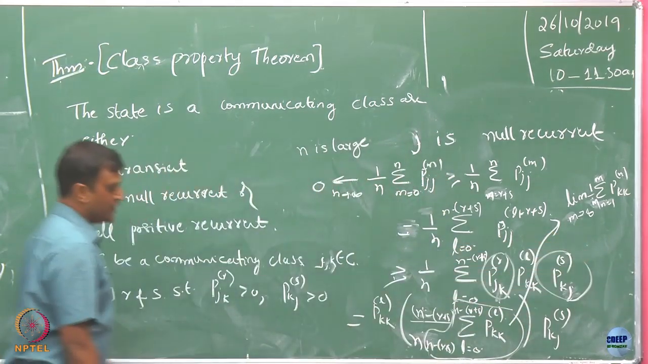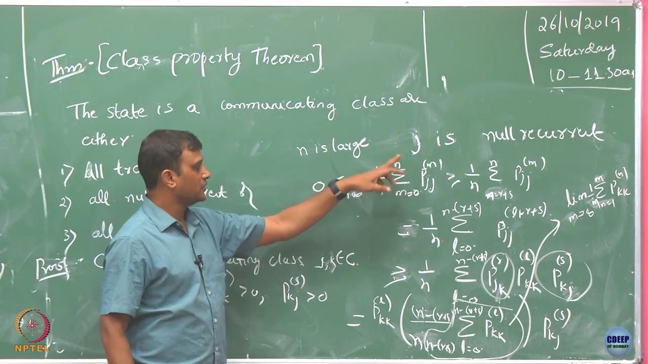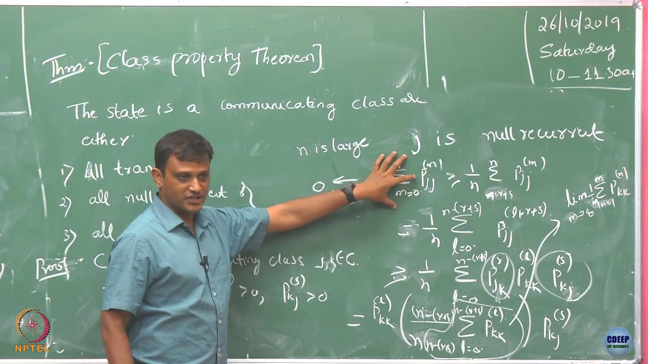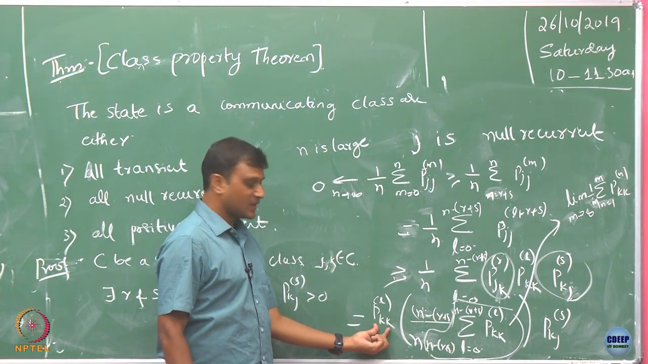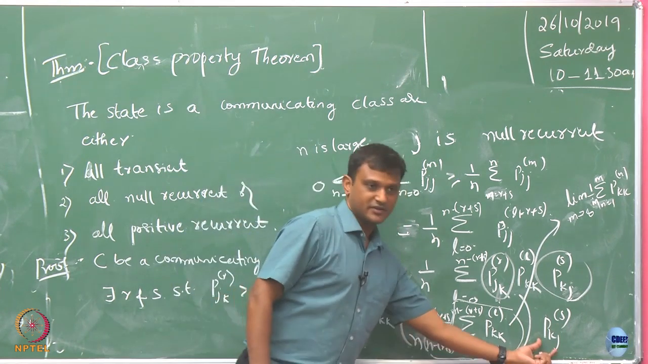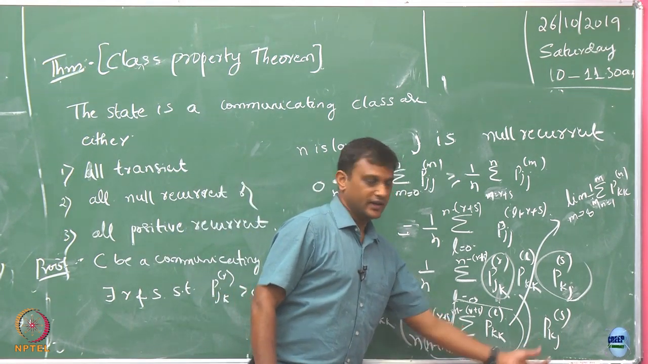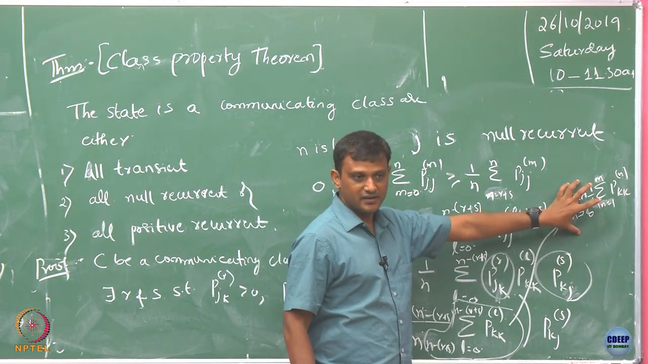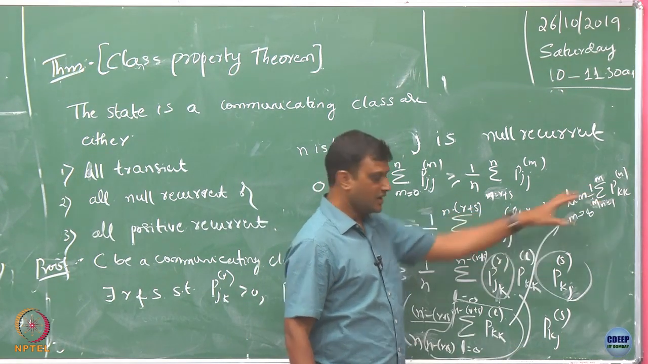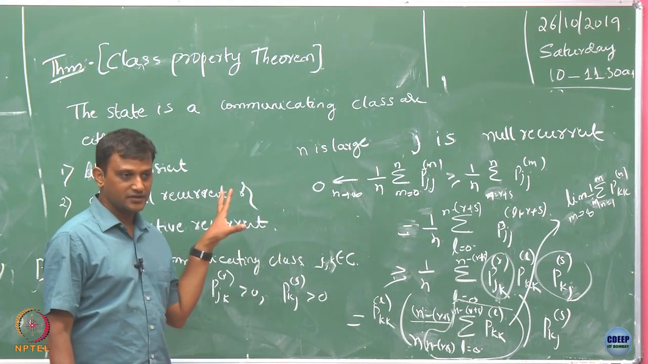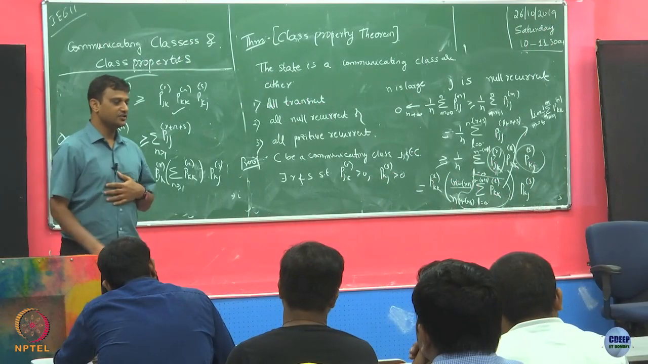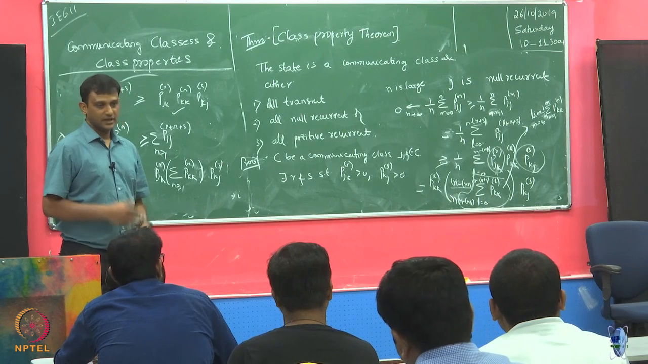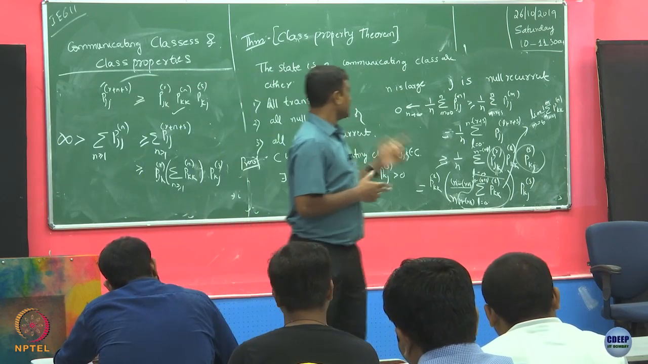So what we have shown is, as n goes to infinity, this term is going to be 0 and this term is 1, but this is going to be a positive quantity. This last term is also going to be a positive quantity. In that case, what do we say? This limit must be 0, right? Because this entire quantity is upper bounded by 0. So what does this mean? If j is null recurrent, then k is also null recurrent.